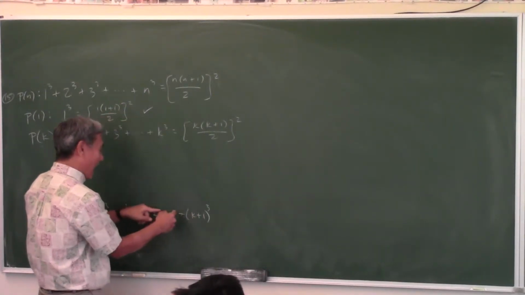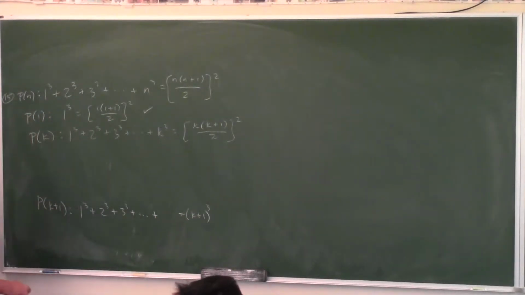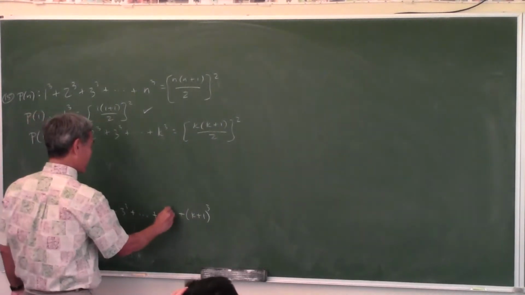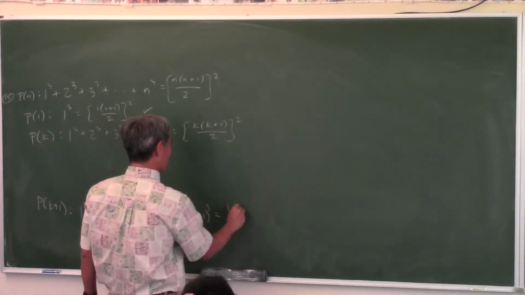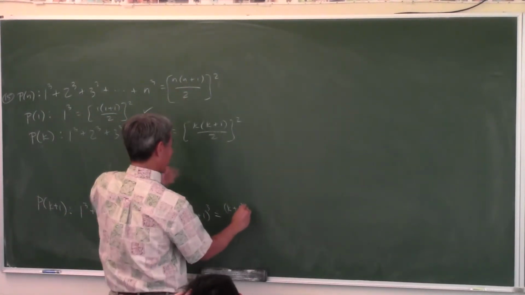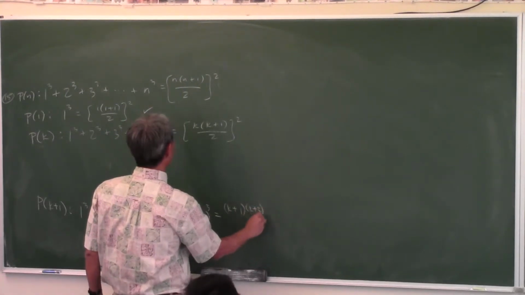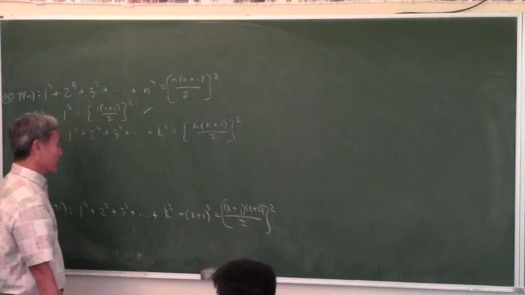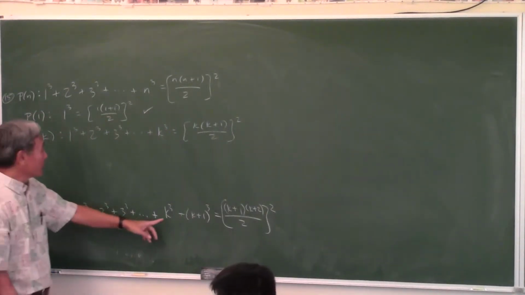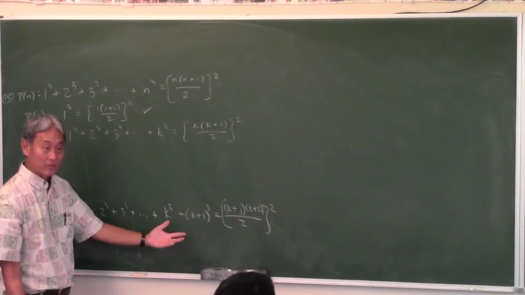Show that and the previous one. What would the previous one be? K cubed equals k plus 1, plug in k plus 1 there, so you get k plus 2, all over 2 quantity squared. So all you have to do is fill in the steps, but by doing this, it's pretty obvious what you have to do, right?